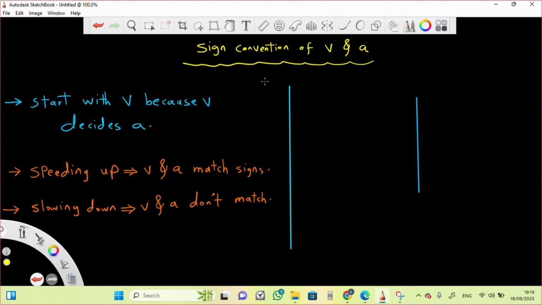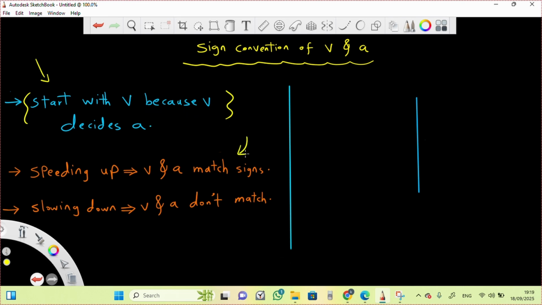Today we're going to be talking about the sign convention of velocity and acceleration of an object moving with uniform acceleration. First of all, to be consistent in your use of the sign convention, we have to know this iconic sentence, which says: start with V because V decides A. What does that mean? Well, first of all, we have to start with deciding the sign of velocity because velocity decides the sign of acceleration.